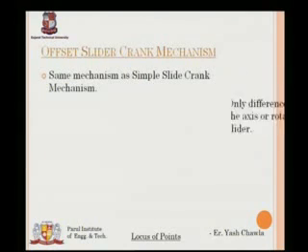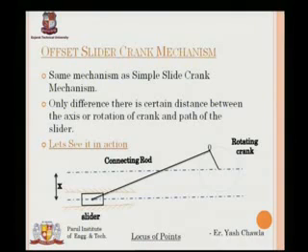Okay, let's move on. Offset. Now, we say that this is a slider and crank mechanism, and that is also a slider and crank mechanism, so there has to be some basic difference between them. The basic difference is that the crank has a particular center on this reference line, while the line on which the slider moves is a particular distance x offset, or away, from the line on which the crank is rotating. So this is known as the offset slider crank mechanism.